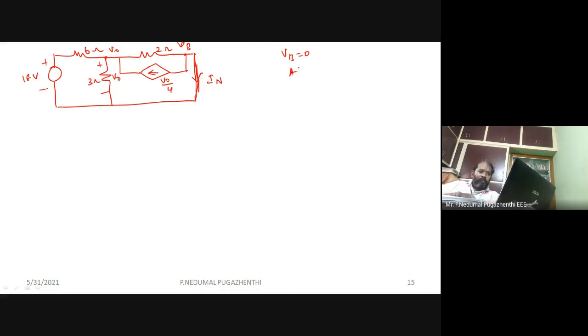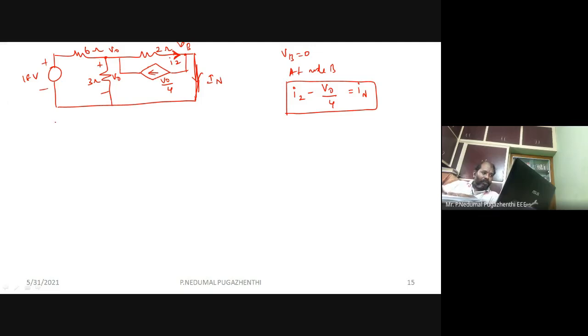And at node B, what can I write? I will consider the current passing through the 2 ohm as I2. So I2 minus V0 by 4 will be equal to this In. Am I right? I'm assuming that the current is passing here because it has lower potential 0, and V0 is going to have the higher potential. So obviously the current will be moving from V0 to VB. So I2 minus V0 by 4 is equal to In. Keep this as one of the equations.